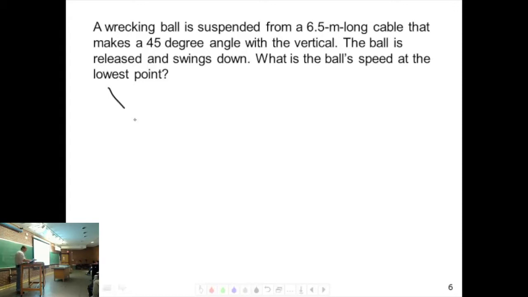Well, there's our picture. Some ball hanging out the end, 45 degrees with the vertical. And we know that it is 6.5 meters long. What else do we know? Nothing. We know no other numbers. How would we solve this problem?